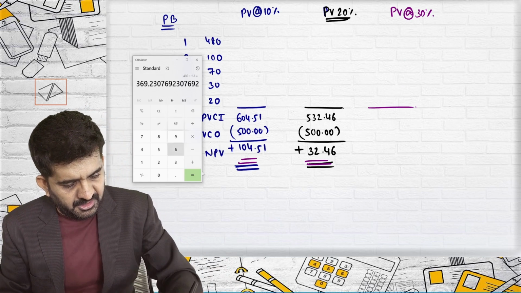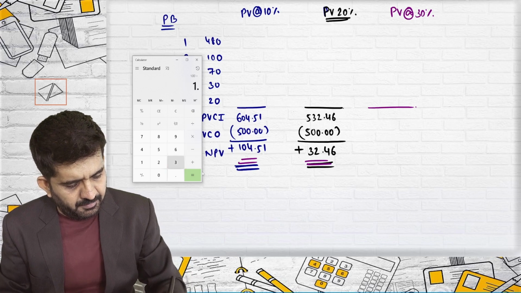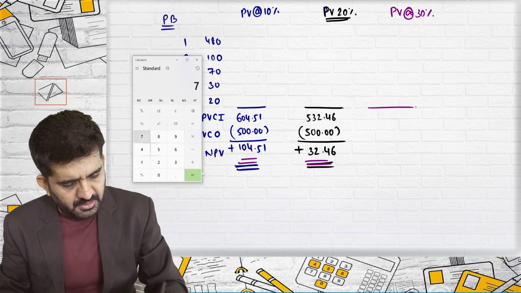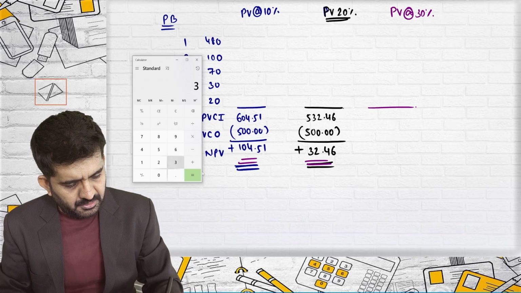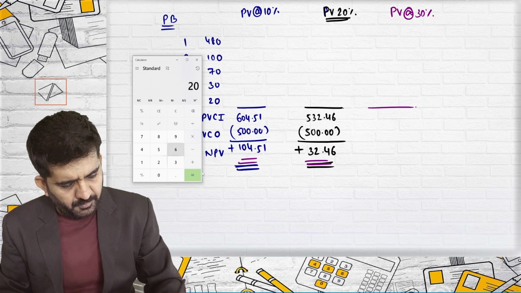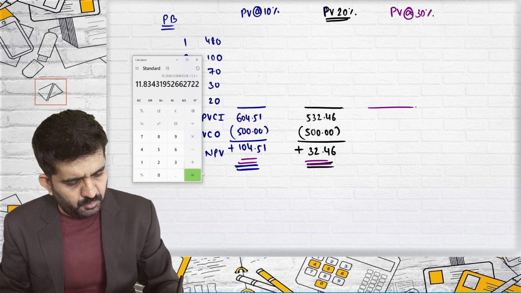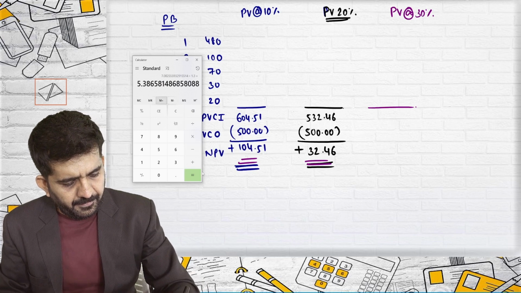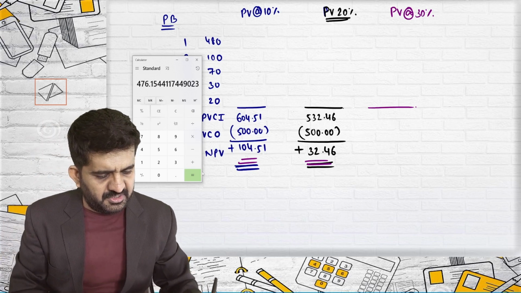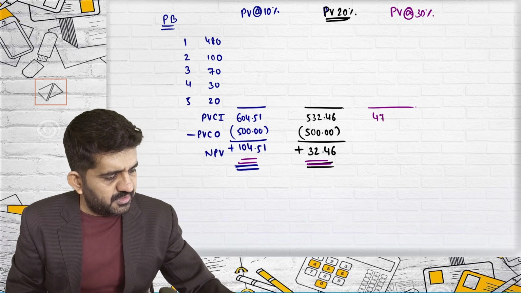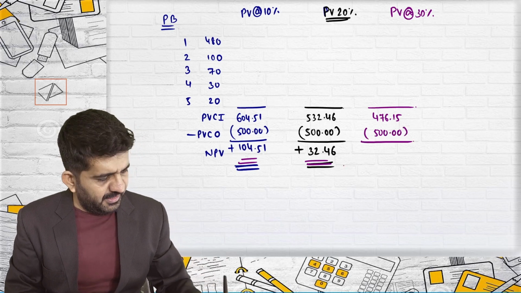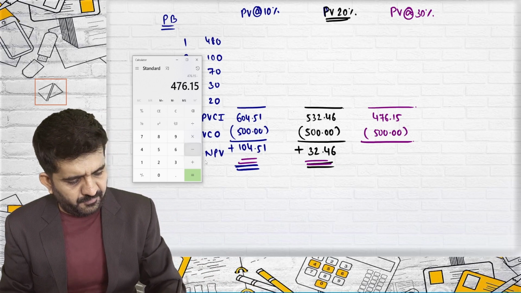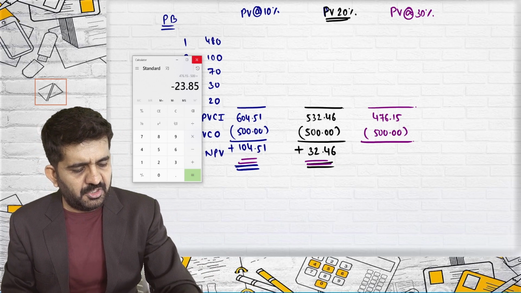480 divided by 1.3, M plus. 100 divided by 1.3, M plus. 70 divided by 1.3, M plus. 30 divided by 1.3, M plus. And 20 divided by 1.3, M plus. MRC is 476.15. 476.15 minus 500, I will be getting answer in negative. It is minus 23.85.